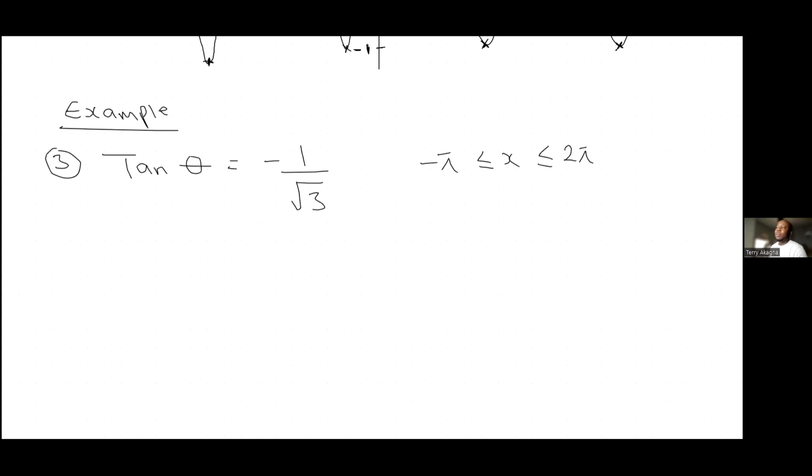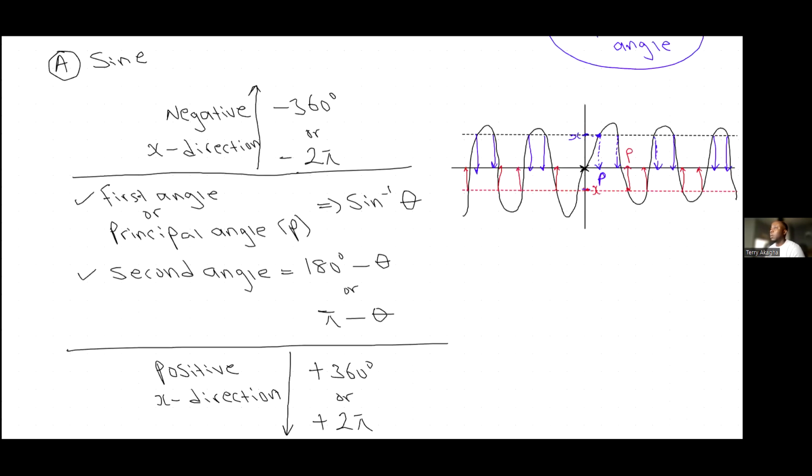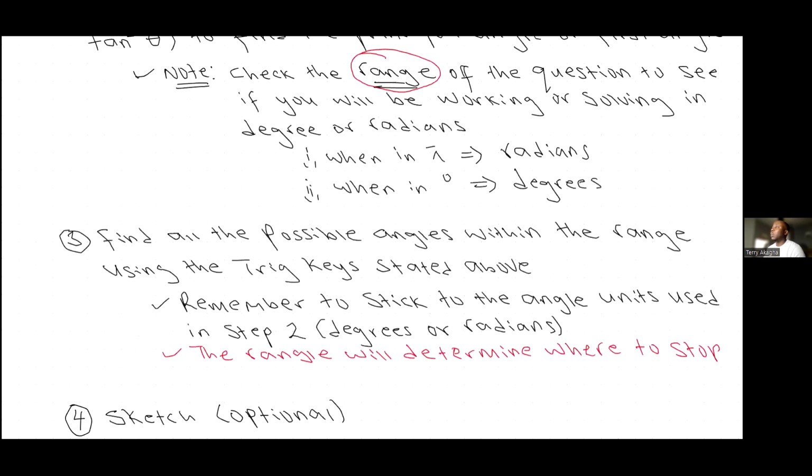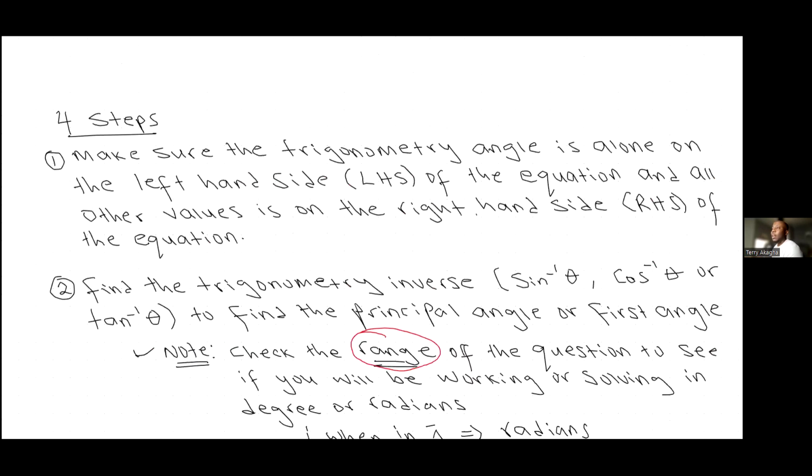So now, let's go. We'll start with step 1 first. So what is step 1? We're told in step 1 that we have to make sure the trig angle is alone on the left-hand side of the equation and all the values on the right-hand side of the equation. So we can do that.